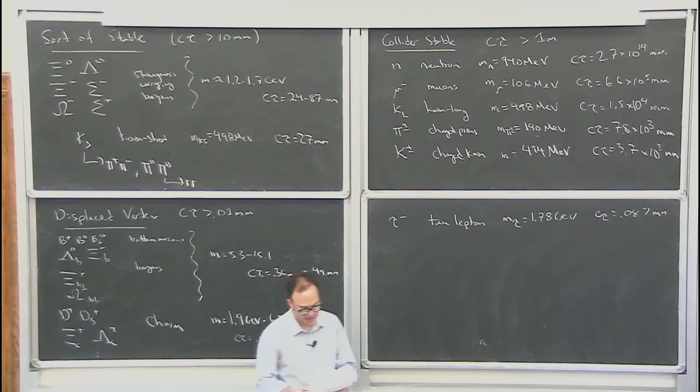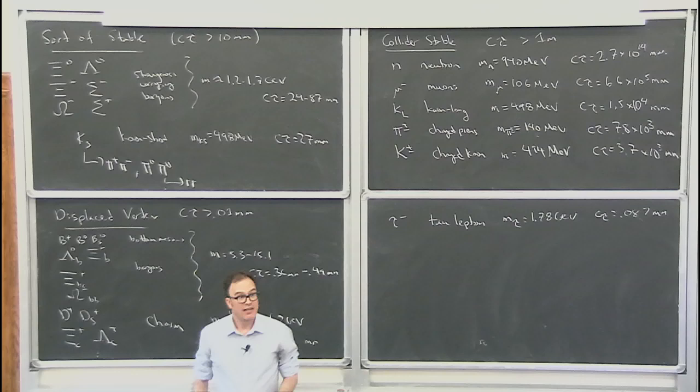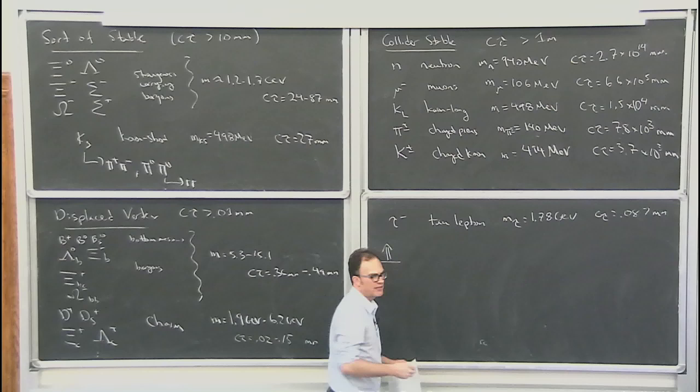Every other state cannot be resolved directly at current colliders. And these displaced vertex signatures are hard. And so the cast of characters for collider physics is just unfamiliar from what we usually think about when thinking about the standard model. But basically, all the states up here, these are the states that I should be thinking about when I'm thinking about doing my scattering experiment of A, B goes to 1, 2, up to N.